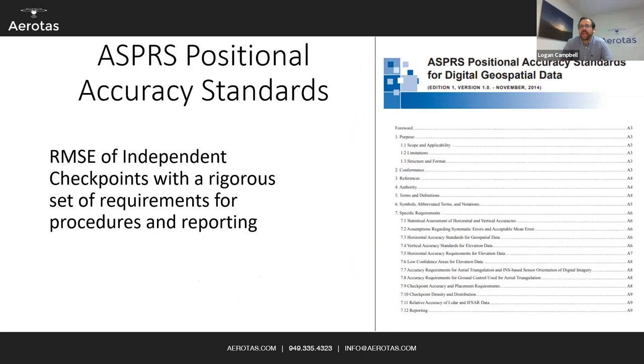All right, now back to measuring accuracy though. I've mentioned this before, the gold standard for accuracy is a document called the ASPRS Positional Accuracy Standards. You can Google it, or if you email us after the fact, we will happily provide you with a copy free of charge. They are called the ASPRS Positional Accuracy Standards for Geospatial Data. It is an extremely, wonderfully comprehensive guide to what accuracy means, how to measure it, and also how to certify it, which is pretty important. It is based around using that root mean squared error of independent checkpoints and all of the requirements and procedures for being able to measure and report on that accurately.